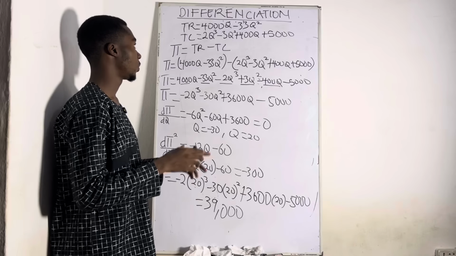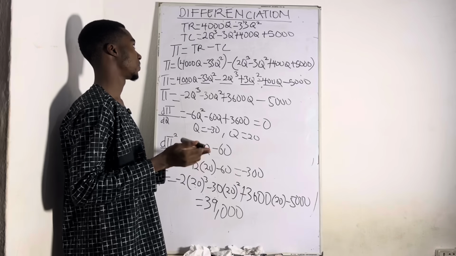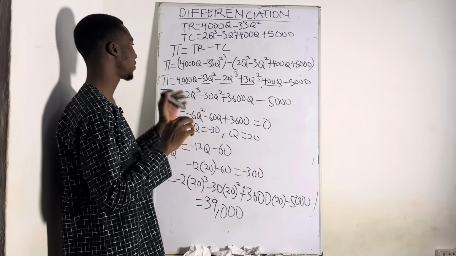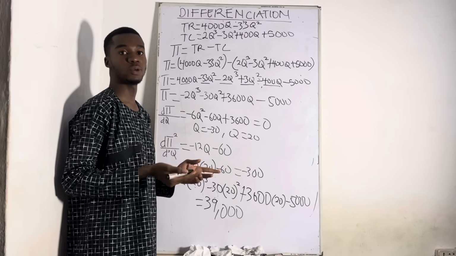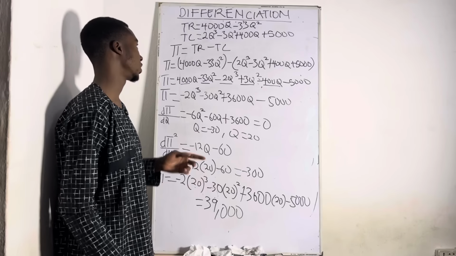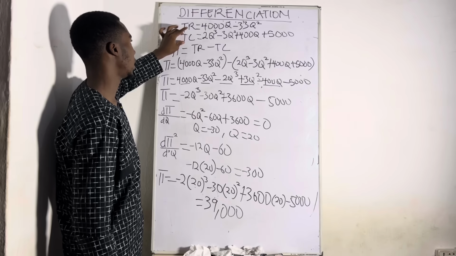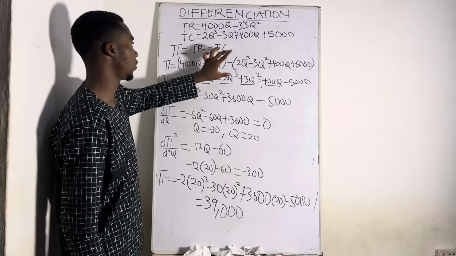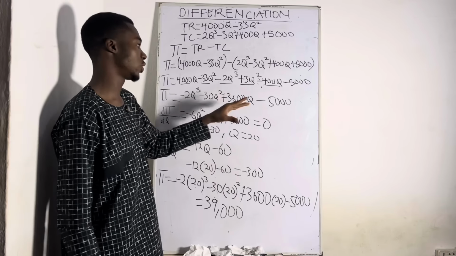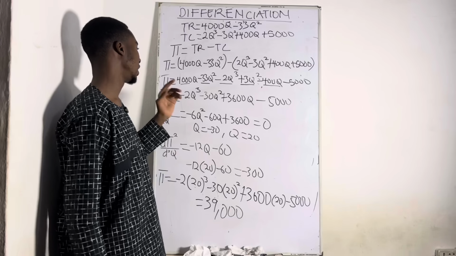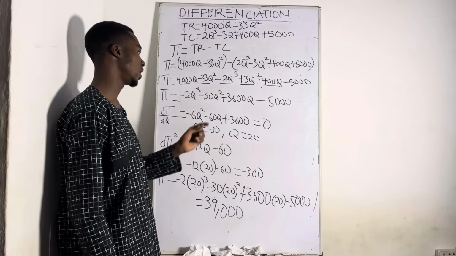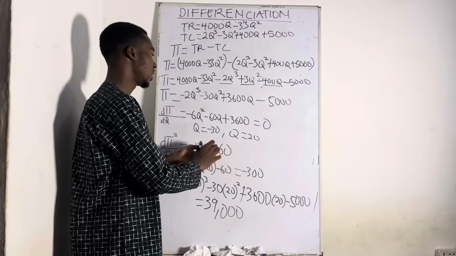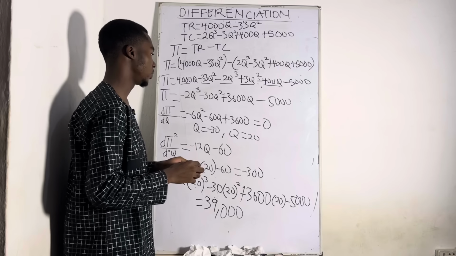So anytime they give you a question like this where you're asked to maximize the profit, this is how you go about it. First, find the profit and know that profit is equal to total revenue minus total cost. This is your total revenue, your total cost. So you subtract it. Whatever you get is your profit function. Then you differentiate the profit function and equate it to 0. Whatever you get gives you the maximum output or the minimum output.